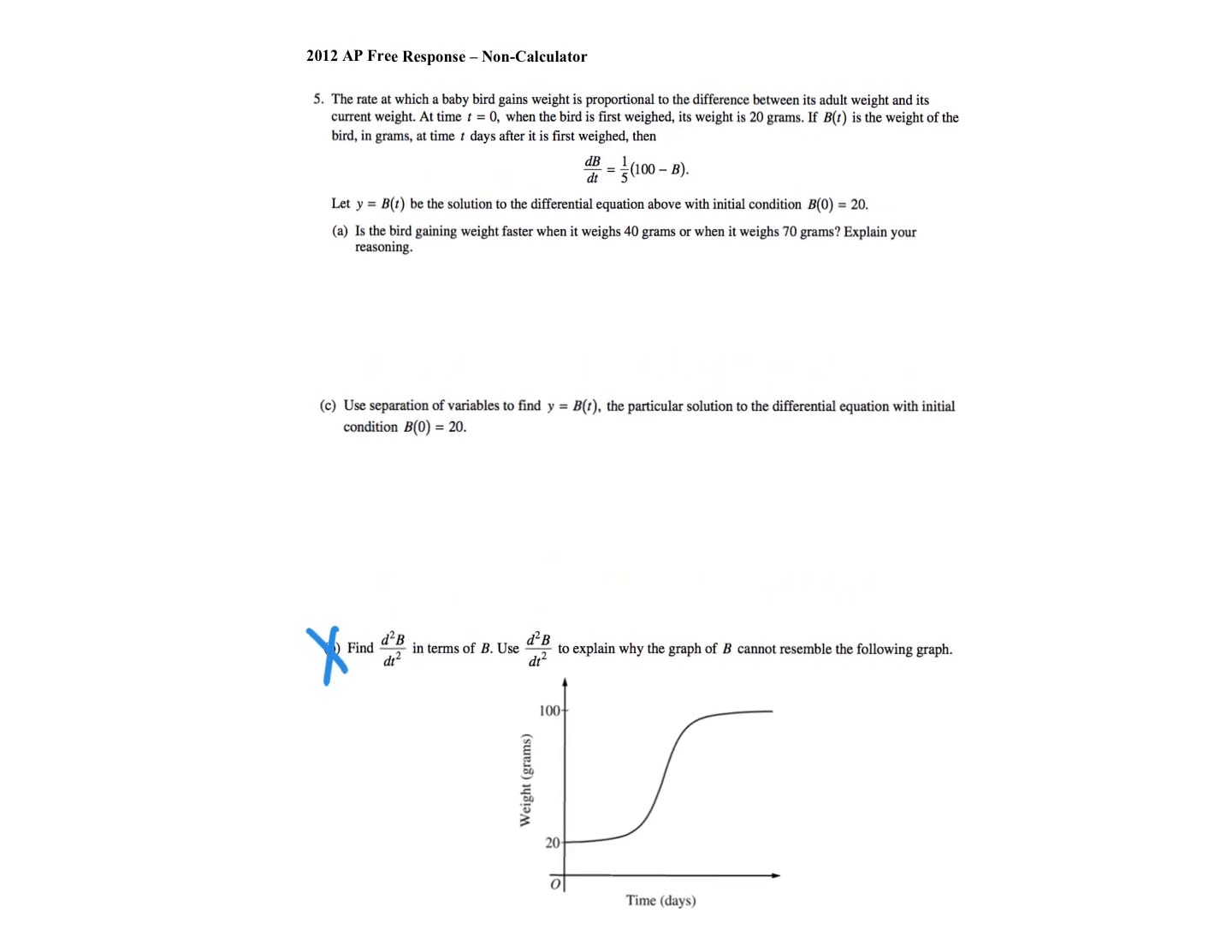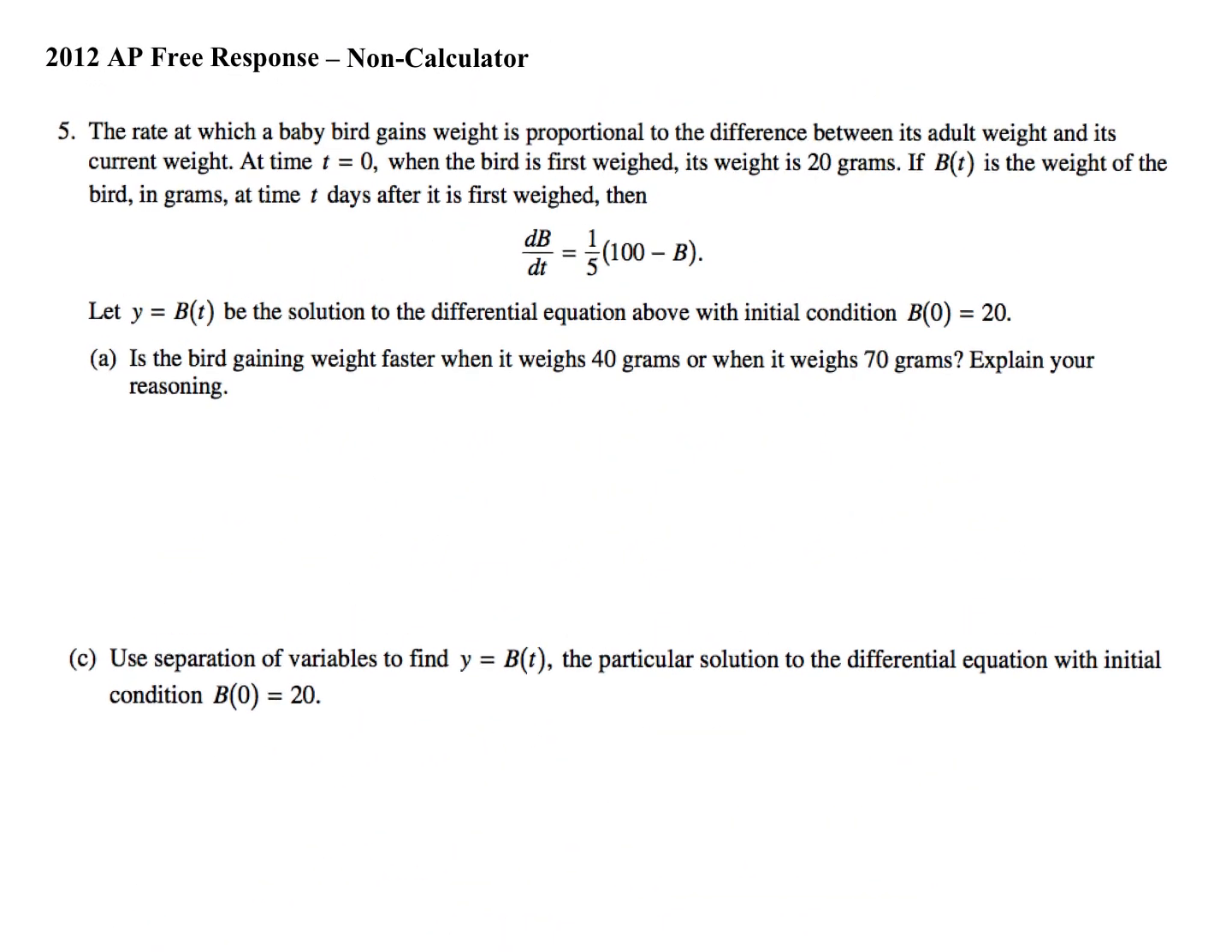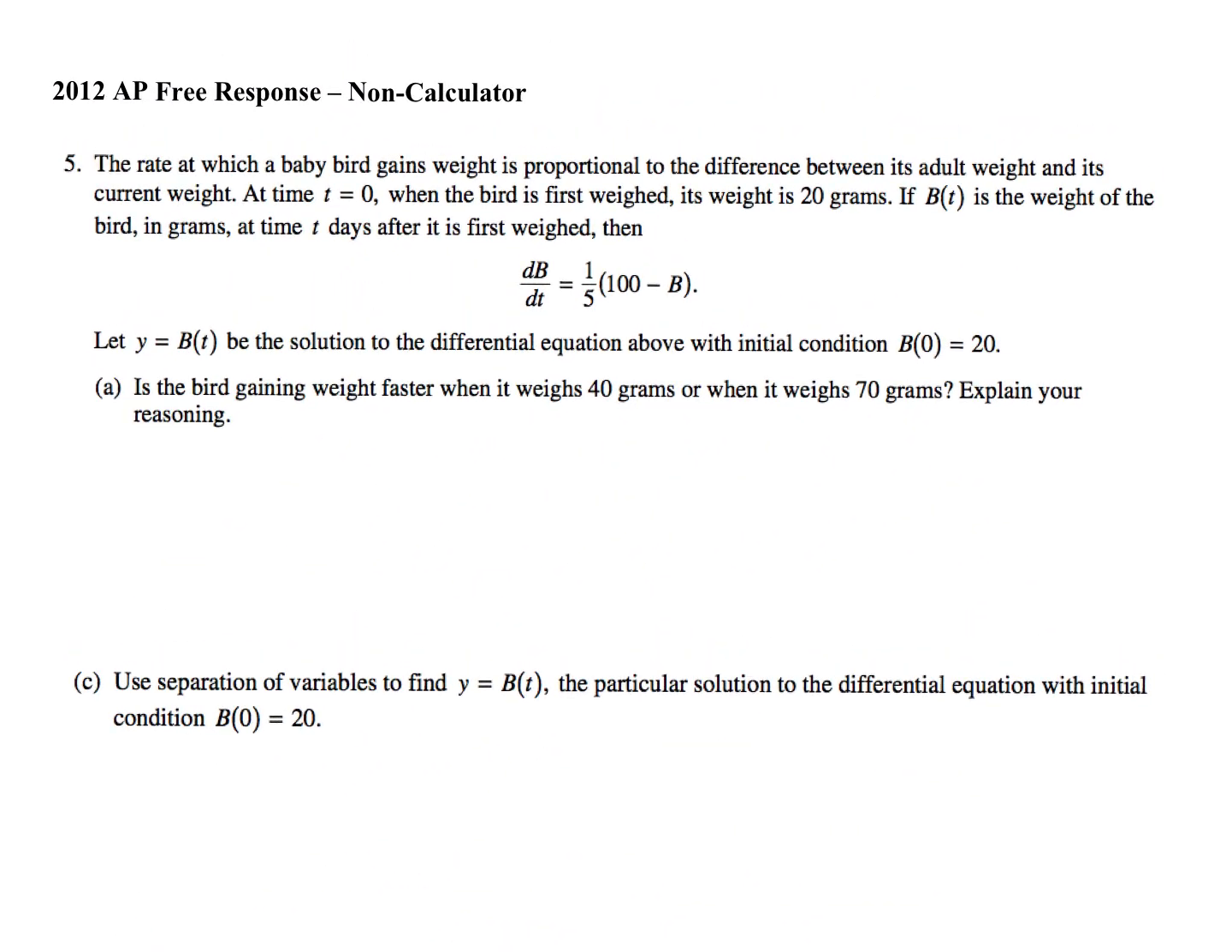So on page 17, it says the rate at which a baby bird gains weight is proportional to the difference between its adult weight and its current weight. They gave us B of t is the weight of the bird, and dB/dt, the rate that the bird is gaining or losing weight, is here. And this is something to note: at time t equals 0, when the bird is first weighed, it weighs 20 grams. Just a little itty bitty birdie. Let B of t be the solution with the initial condition.